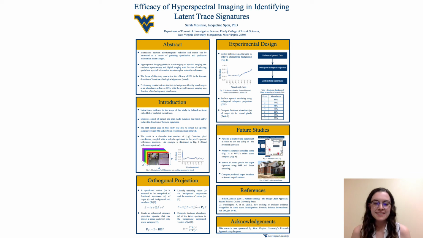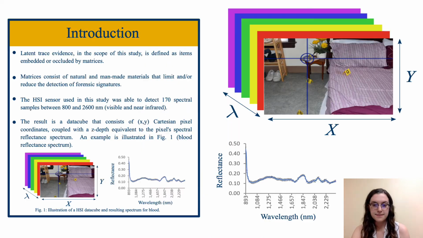Hello, my name is Sarah Mozinski, and I'm a freshman forensic chemistry major currently conducting research in the SPEAR Research Group as a member of the Research Apprenticeship Program here at West Virginia University. Today, I will be presenting my preliminary research on the efficacy of hyperspectral imaging in identifying latent trace signatures.